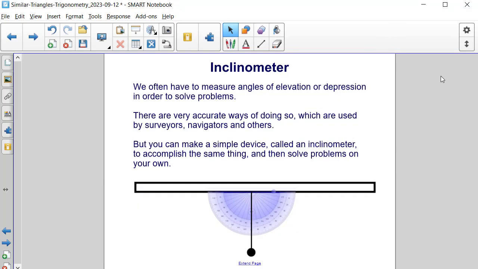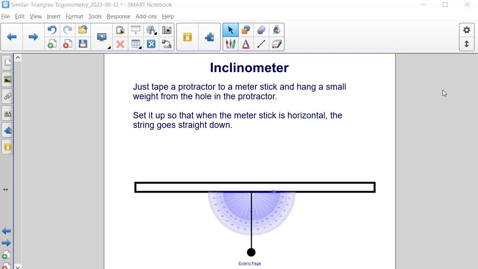We often have to measure angles of elevation or depression in order to solve problems. There are very accurate ways of doing so, which are used by surveyors, navigators, and others, but you can make a simple device called an inclinometer to accomplish the same thing, and then solve the problems on your own. Just tape a protractor to a meter stick and hang a small weight from the hole in the protractor.